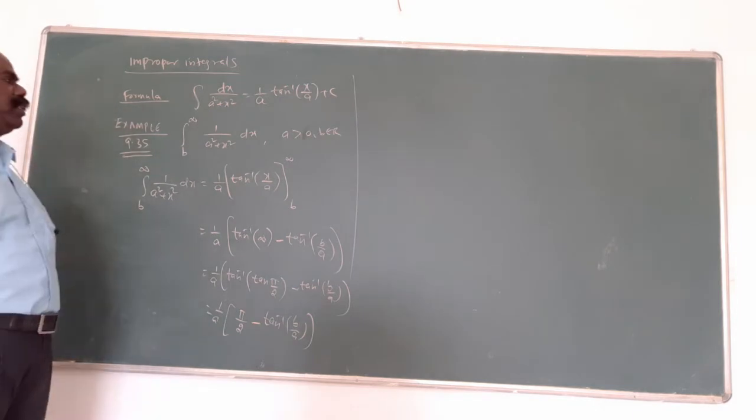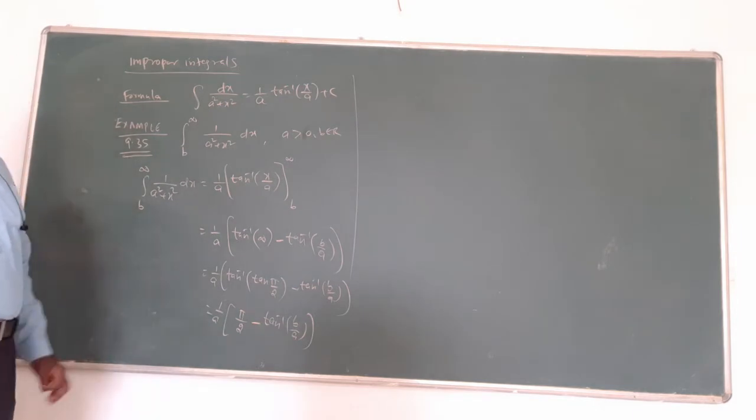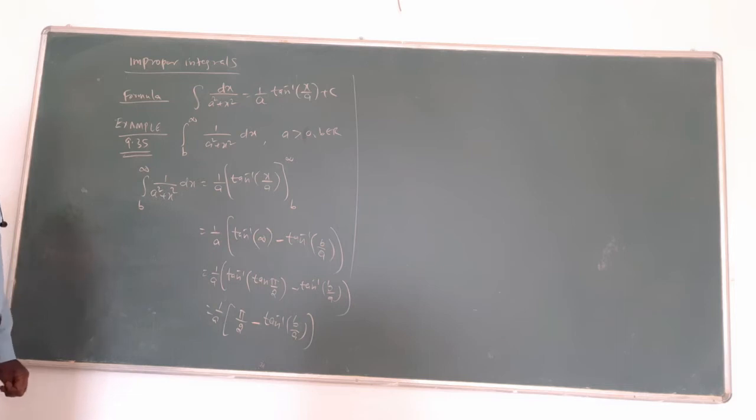For 2 mark, 3 mark questions, only use the formula, then apply the upper limit and lower limit. That's all.